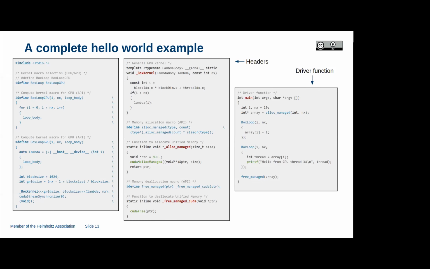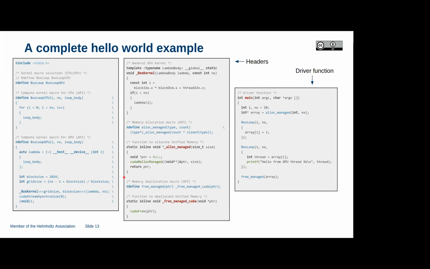All right, and here is a simple complete hello world example of how the approach can be used. So let's look at the driver function on the right-hand side. So when we want to run the application, we first want to allocate unified memory for an array of integers of size nx. So we have this AllocManage macro call here, and the macro is defined in a header file here. It's this AllocManage.